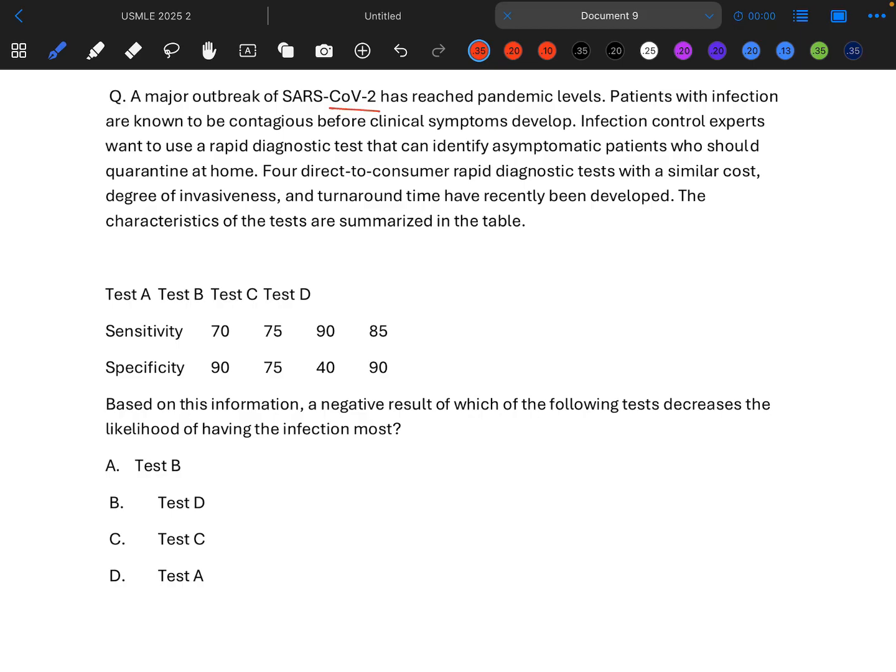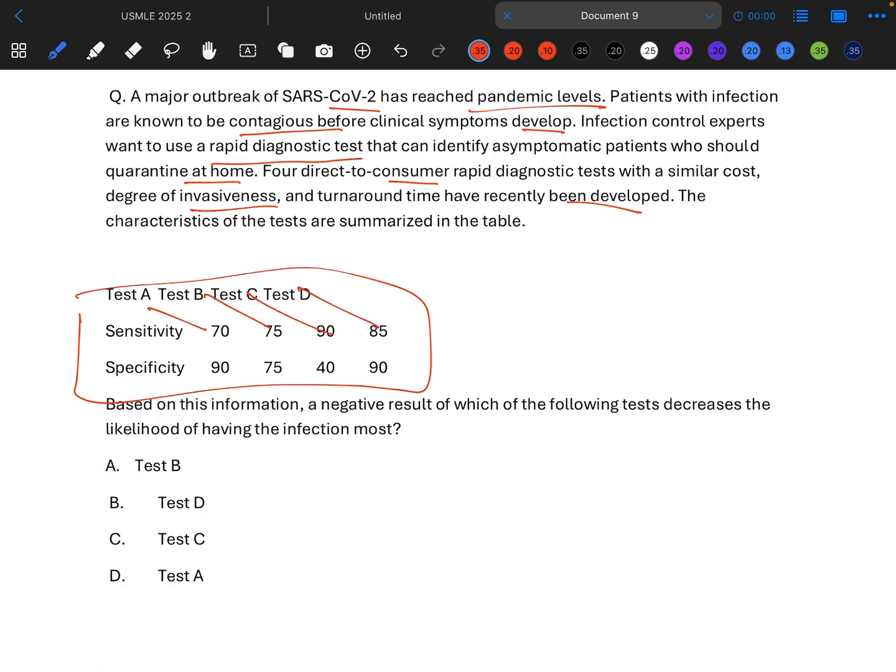Oh, I did it. Okay, guys, now we will move to our next question. The next question is about a major outbreak of SARS-CoV-2 that has reached pandemic levels, and patients with infection are known to be contagious before clinical symptoms appear. Infection control experts want to use a rapid diagnostic test that can identify asymptomatic patients who should quarantine at home. Direct-to-consumer rapid diagnostic tests with similar cost, degree of invasiveness, and turnaround time have recently been developed. The characteristics of the tests are summarized in the table.